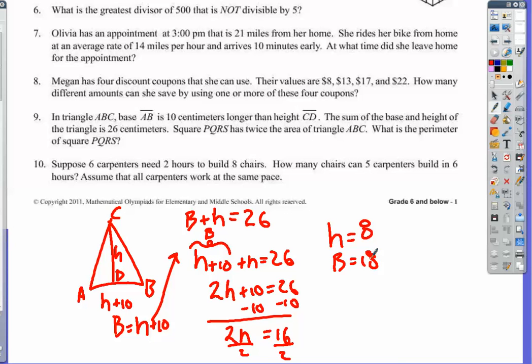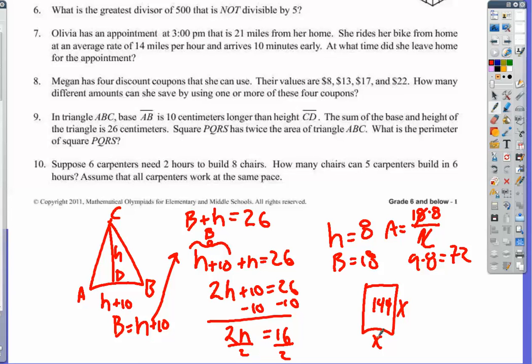Okay, so that means the area is equal to 18 times 8 divided by 2. So it's 9 times 8, which is 72. So the area of the square is 144. So something times something is 144. So that's got to be 12. So 12 plus 12 plus 12 plus 12 is a grand total of 48, and it's centimeters for the perimeter, because the perimeter is adding all 4 of these together.